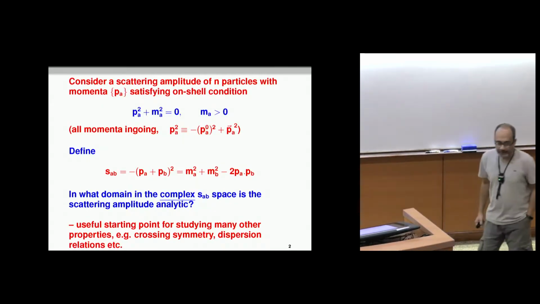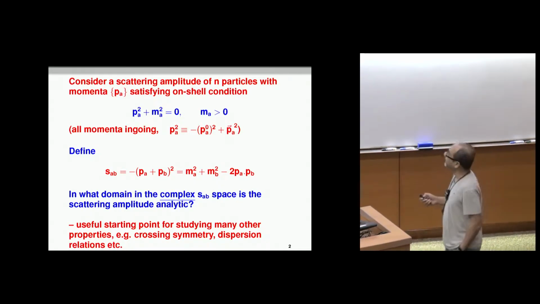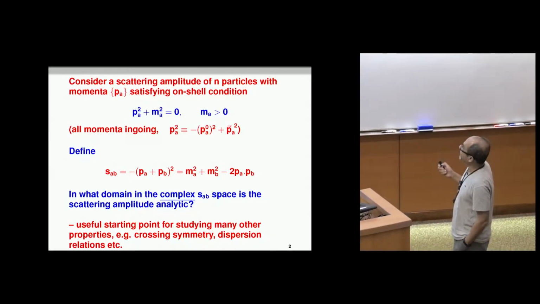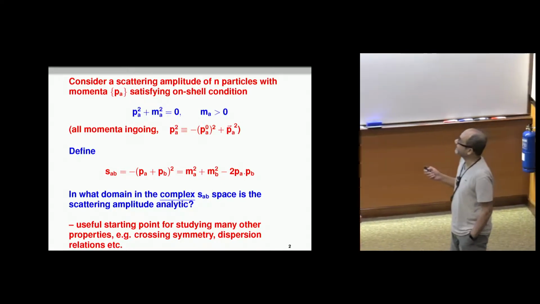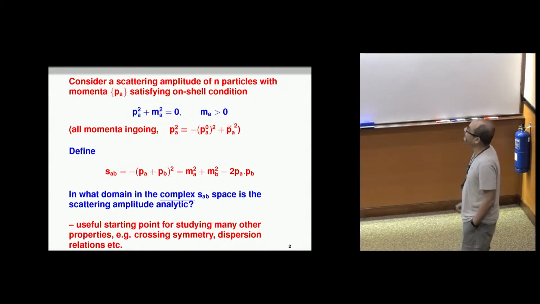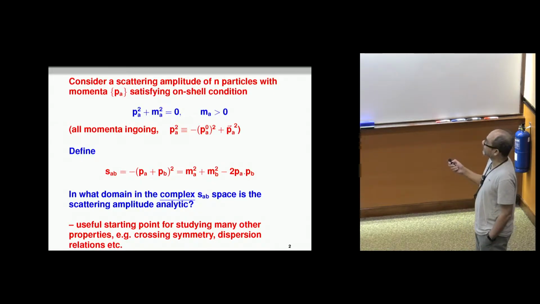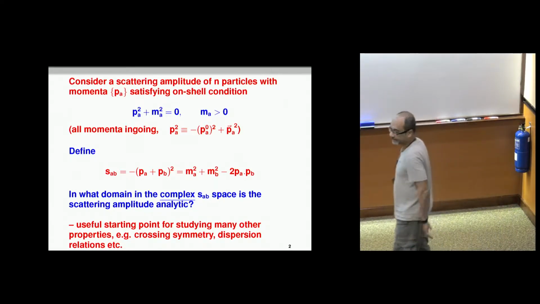Let me begin by stating the problem that we will try to address. Let's consider a scattering amplitude of n particles. We'll denote the momenta of these particles by p_A, where the index A runs from 1 to n, and they of course satisfy the on-shell condition. I'll take all the masses to be positive, so for now, no massless particles. I'll talk about massless particles a little later.